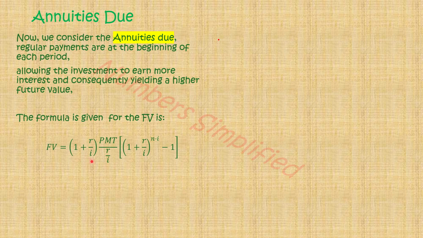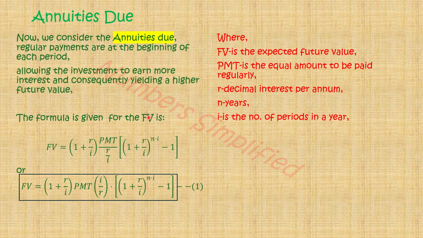And of course, this formula over here could be further refined so that we have it as FV is given to be (1 plus R over I) times PMT times I over R times (1 plus R over I raised to the power Ni, minus 1). So let's call this one equation 1, but for the annuities due. So that's the difference we have between the annuities due and the ordinary annuity.